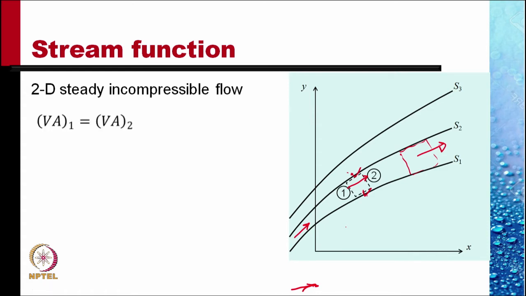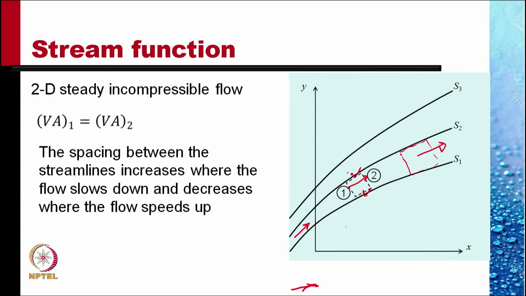V A1 is equal to V A2, the density being constant. So the spacing between the streamlines increases where the flow slows down and decreases where the flow speeds up. If area A1 is more than area A2, then V1 should be less than V2.